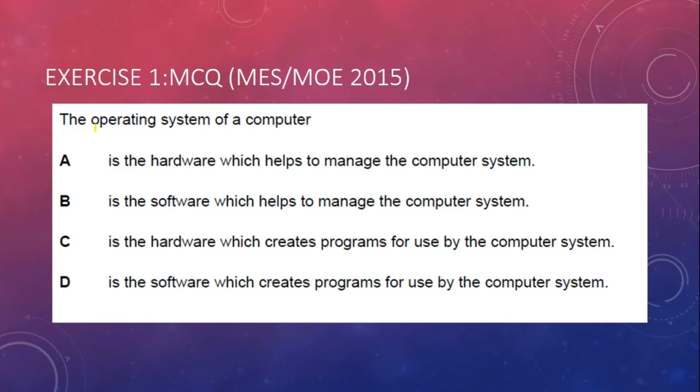First of all, we know that the operating system is not hardware. In this case, option A, which is a hardware, and option C, which is a hardware, can be eliminated. Now we have 2 options that remain. B is a software which helps to manage the computer system. D is a software which creates programs. An operating system doesn't create programs. It actually provides programs for use. In this case, it's software that manages the computer system. The answer is B.